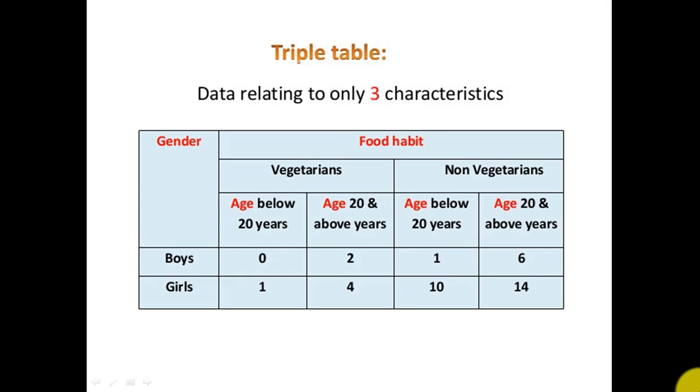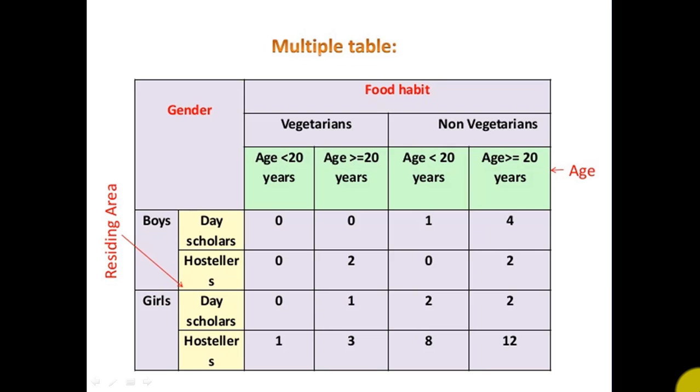Multiple table, having multiple information, having multiple parameters on which the data is going to be presented. Vegetarian, non-vegetarian, what is the age group, and among the boys how many are day scholars and hostelers, what is the distribution among girls, day scholars and hostelers. So when this type of data is presented having different kinds of information, different kinds of characteristics, then this type of data is referred to as a multiple table.